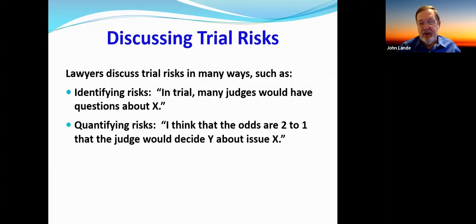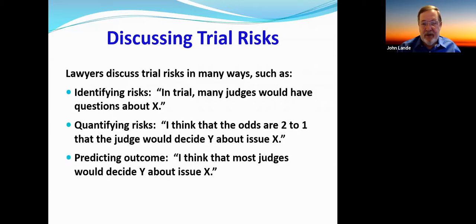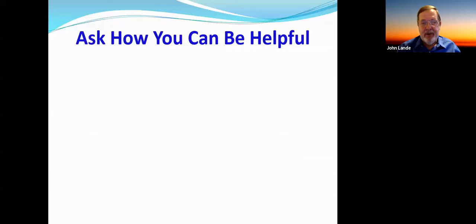I think that the odds are 2 to 1 that the judge would decide this way about issue X, or you could predict the outcome. I think most judges would decide Y about issue X. So there are a variety of ways of identifying and discussing the trial risks with clients. And of course, how are you going to know this? That's a very hard thing. And I'll talk about that shortly.